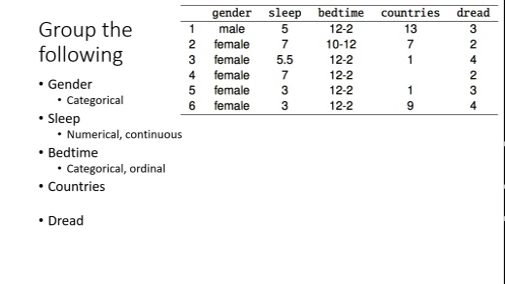Next up is countries, meaning how many countries the person has visited. In this example, those are numerical and they would be discrete, because you can't visit half a country. You either visit the country or you don't, so you won't have 1.5 or 1.25. It's either 1 or 2. Last up is dread, and dread is categorical as well.